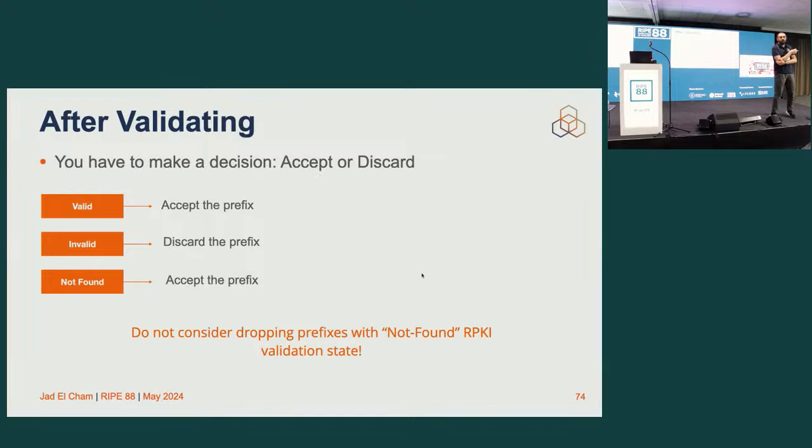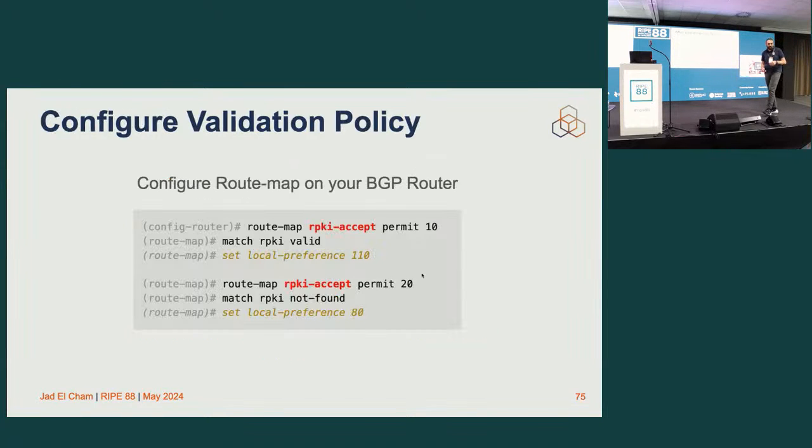Now, if you woke up in the morning and chose violence and you want to drop them, you can. But I'm not saying that you should do that, please. All right. So the recommendation out there is that you do not consider dropping prefixes, especially the not found, based on the RPKI validation state. Now, if a few years down the road we have 99% of the routes as valid, you can say, you know what, I'll take my chances and I'll drop both the invalids and the not found.